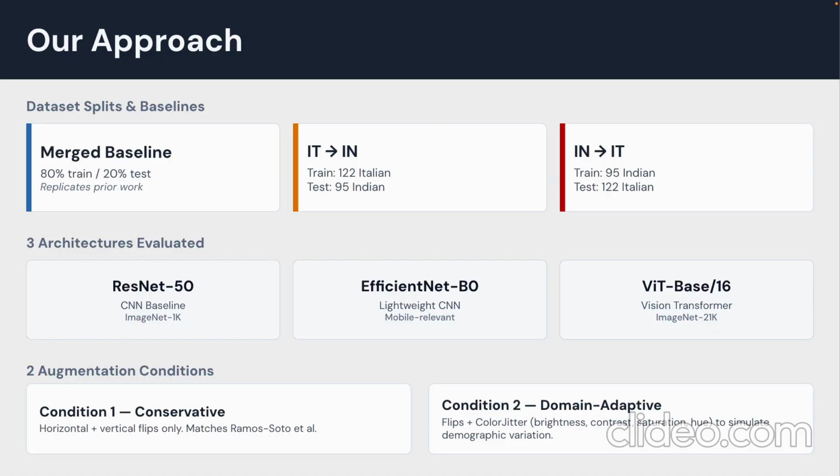We evaluated three architectures: ResNet 50, EfficientNet B0, and ViT base under two augmentation conditions. Condition 1 uses just flips, matching Ramos Soto. Condition 2 adds color jitter and brightness shifts to simulate demographic variations in skin tone and lighting.